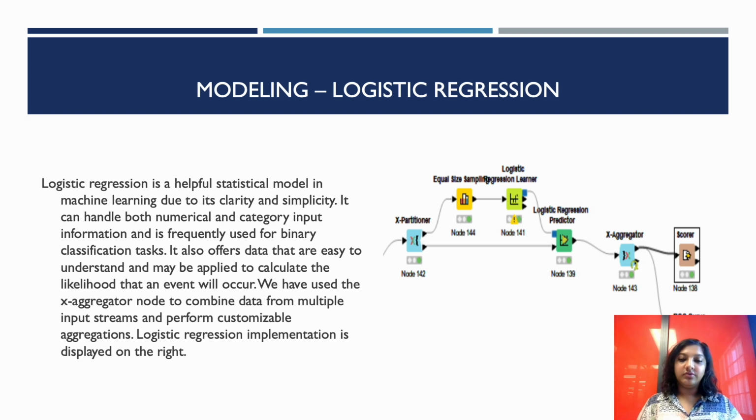Moving on to our last model, that is logistic regression. In this model, we have used X aggregator node to combine data from multiple input streams. Here we require the same conversions as ANN, so it is derived from the same converter node. Accuracy for this model is 72.4%.